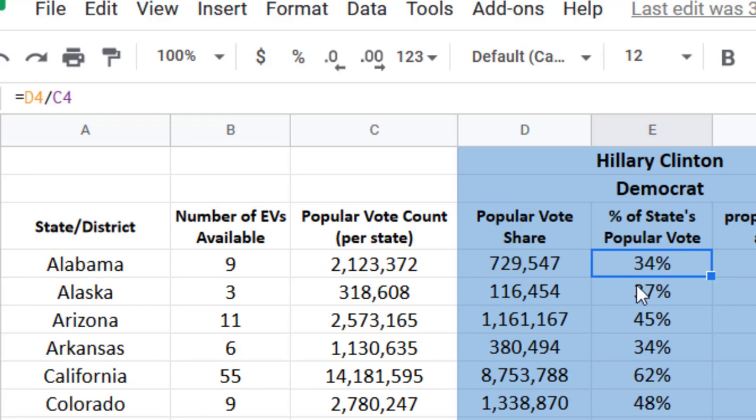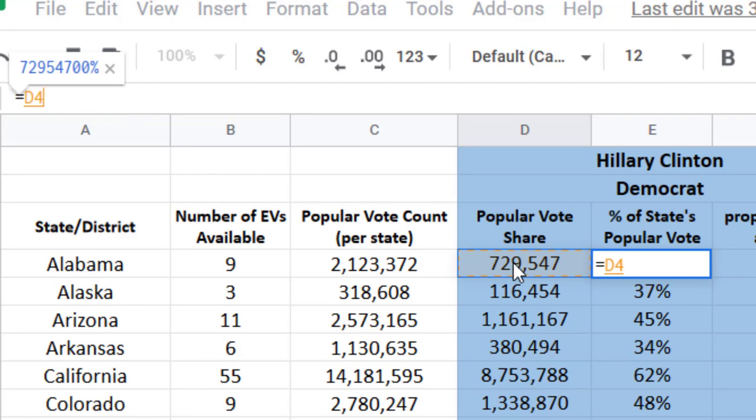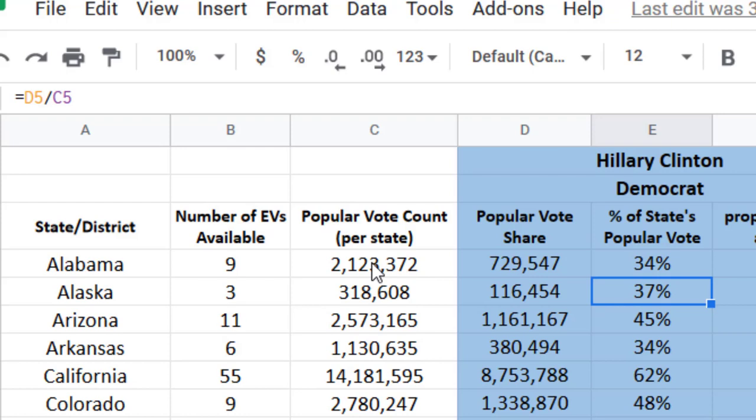How did I do that? Well, if you look at the formula up here, I took the number in cell D4, which is the 729,000, and I divided it by the total number of popular votes in cell C4. I don't actually type those numbers. I simply do equals, then I click on D4, and then I hit a divide by symbol, and then I click on C4, and then I press enter. And it tells me 34%.